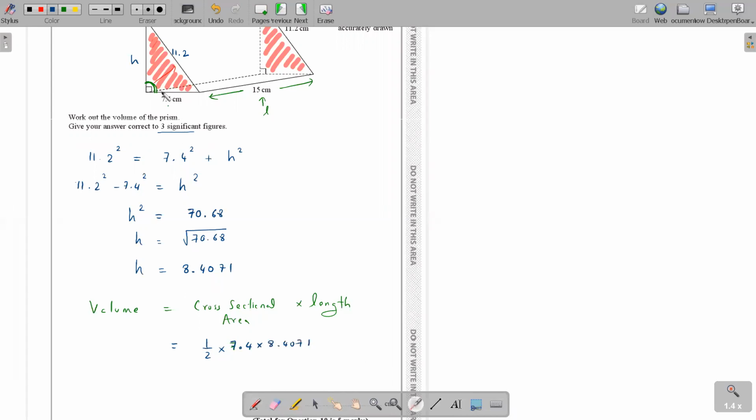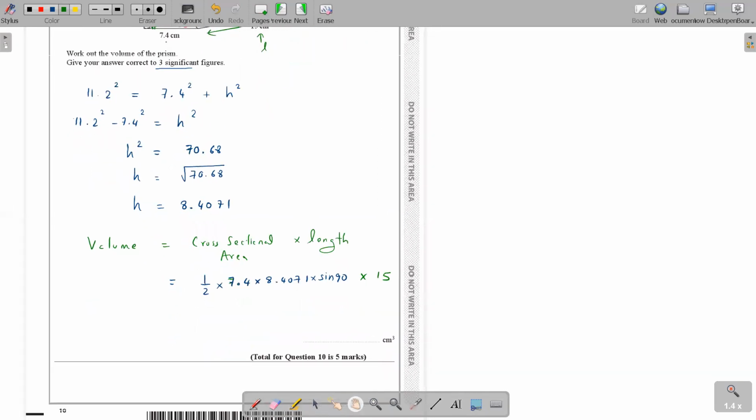Half AB sine C. The angle is 90 here because we have an angle of 90 here, isn't it? Half AB, A is 7.4, B is the H value, which is 8.4071, into sine 90, the angle in the middle of these two sides. Okay, half AB sine C, multiply it with the length, which is 15. So I explained that the length is 15, the distance between the two cross sections.